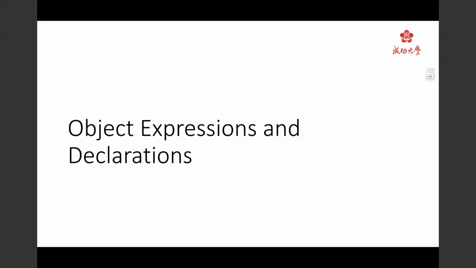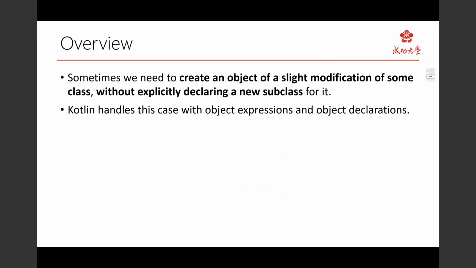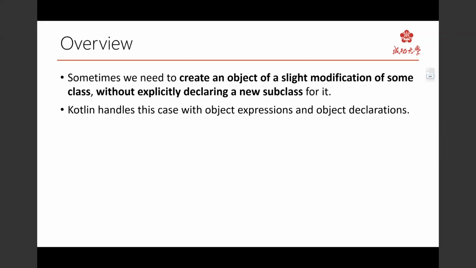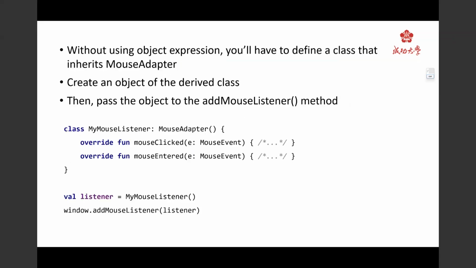So this is new in Kotlin: object expression. Before explaining what an object expression is, let me explain the motivation behind it. Sometimes we need to create an object of a slight modification of some class without explicitly declaring a new subclass for it. And this is how Kotlin handles this case, with object expressions and object declarations. So let me give you a brief example.